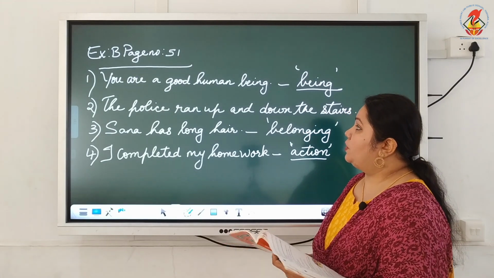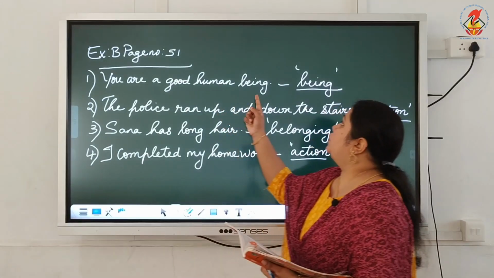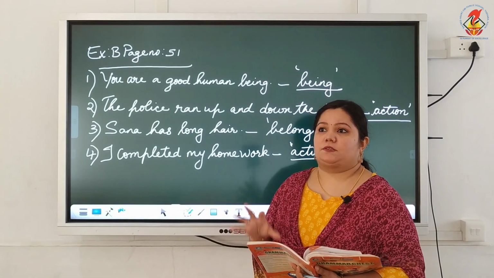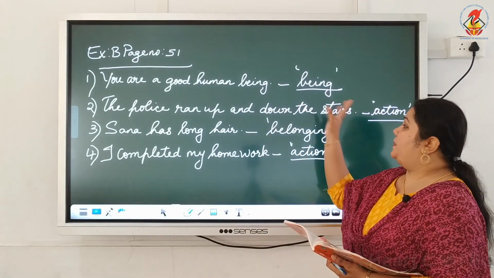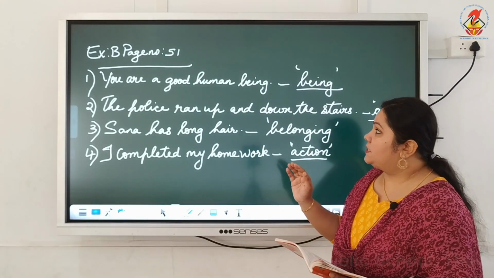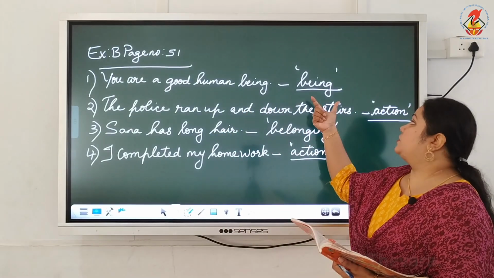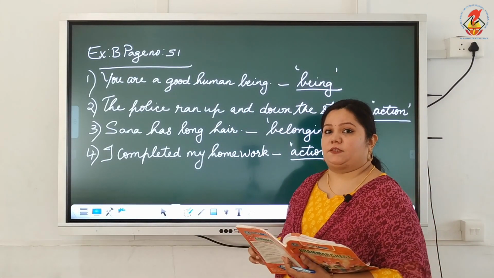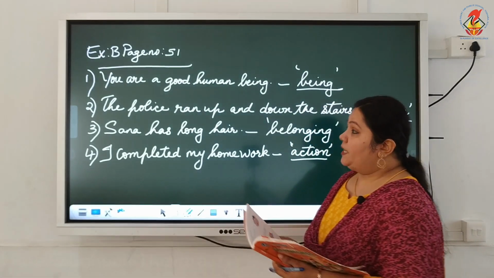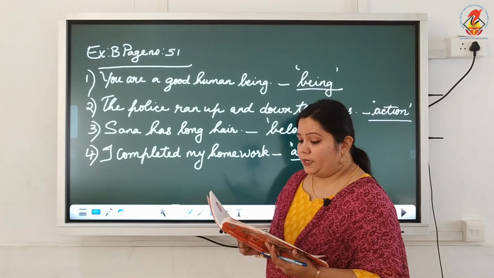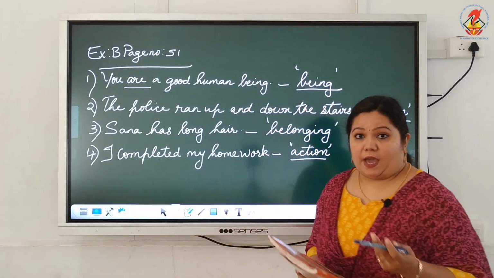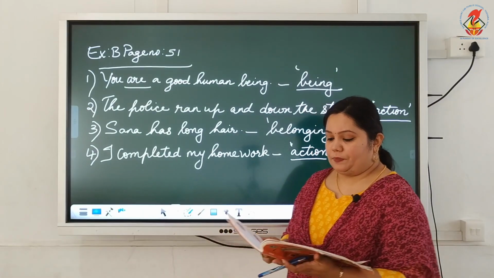Okay, now here first one, what is it? You are a good human being. That is the sentence. Okay, so how a person is? A good human being. So here we write being because it is how a person is. So first sentence, you are a good human being, we have to write here being, what the verb indicates. Okay. Then underline the verbs. So which are the verbs that we are going to underline? Are, isn't it? So we have to underline the word are over here.